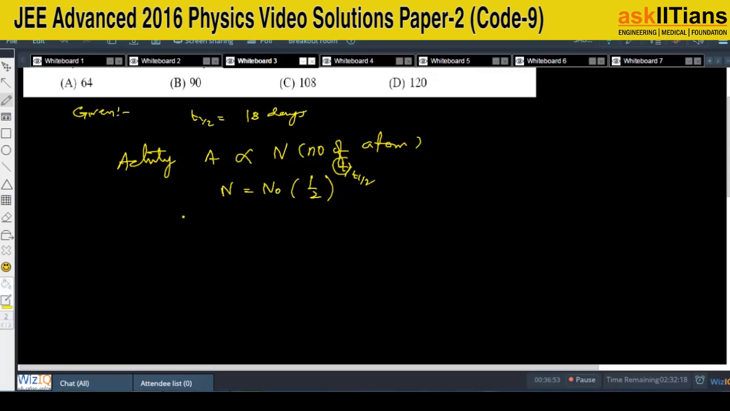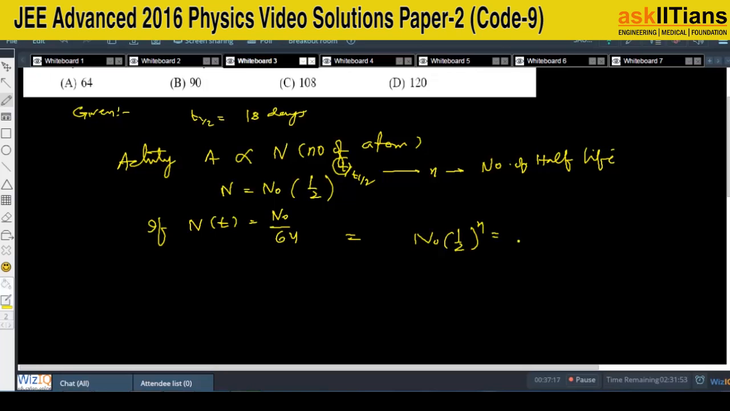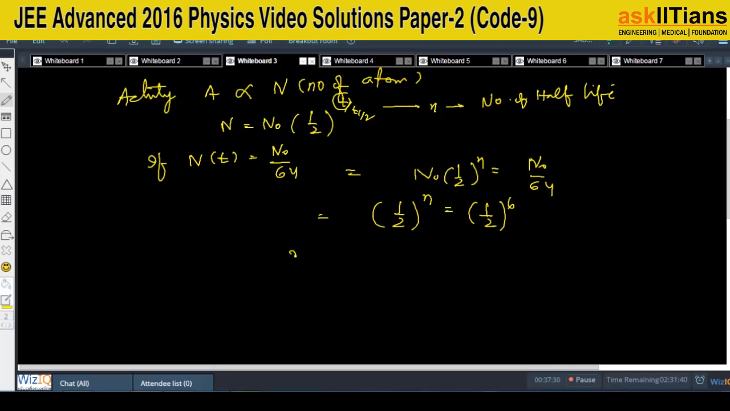So now we take T upon T half, that is equal to small n, which is the number of half-lives. We are given that N at any time T is equal to N naught by 64. So from this relation we get N naught into 1 by 2 to the power n, which should be equal to N naught by 64. Solving this relation we get 1 by 2 to the power n equal to 1 upon 2 to the power 6. From this relation we get n is equal to 6.